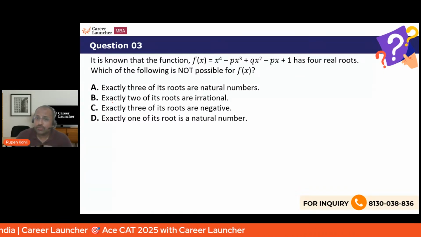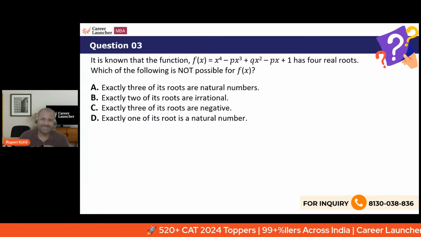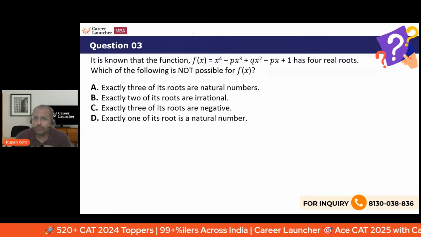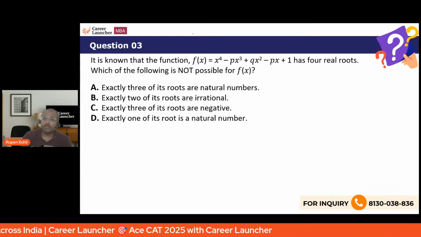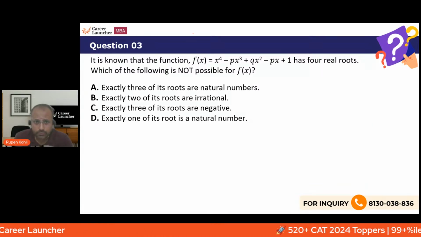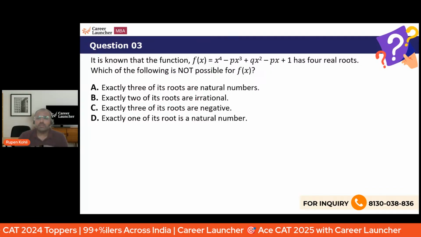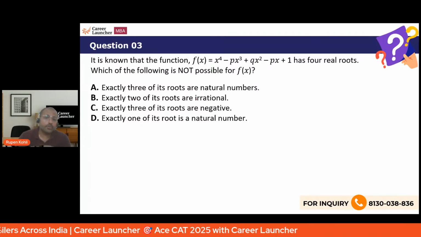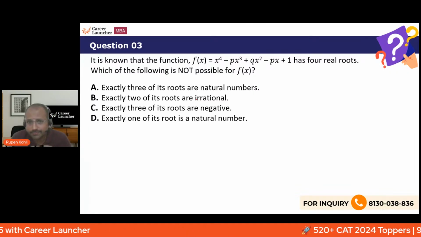Such questions are very logical and they are testing our deep theoretical understanding of the topic, I would say. Now you don't have to solve anything here, right? You have a function, a fourth degree polynomial in which the coefficients are in variable form, and you have to analyze the possibilities of the roots. Options are like 3 of the roots are natural numbers, 2 of the roots are irrational, 3 of the roots are negative. So which of these options is never possible? Means 3 of the options will be possible and the fourth one will not be. So we completely analyze each option.